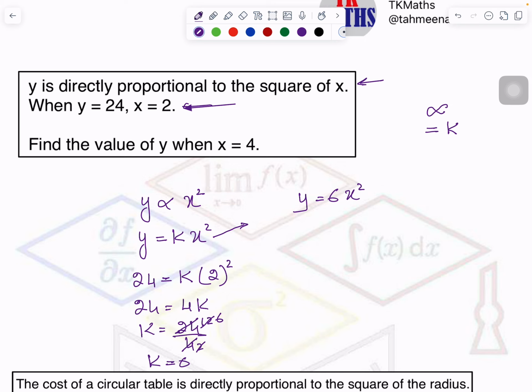Find the value of y when x is 4. Now the final question. I can substitute the value of x and get the value of y. So it is 6 times 4 squared. What is 4 squared? 16. So what is 16 times 6? You can calculate. It is 96. So y = 96.